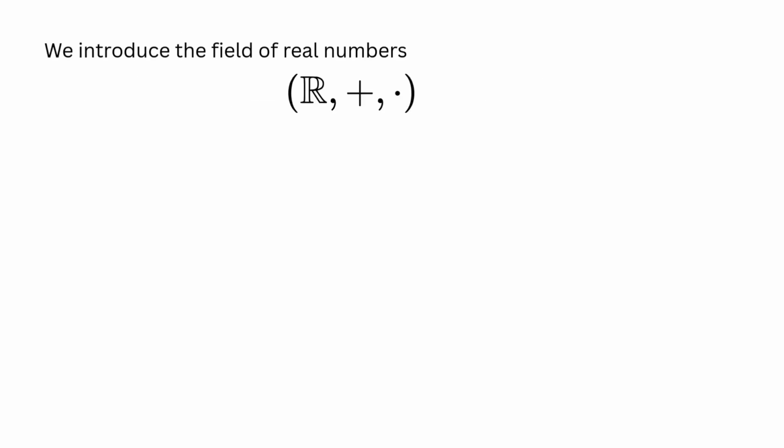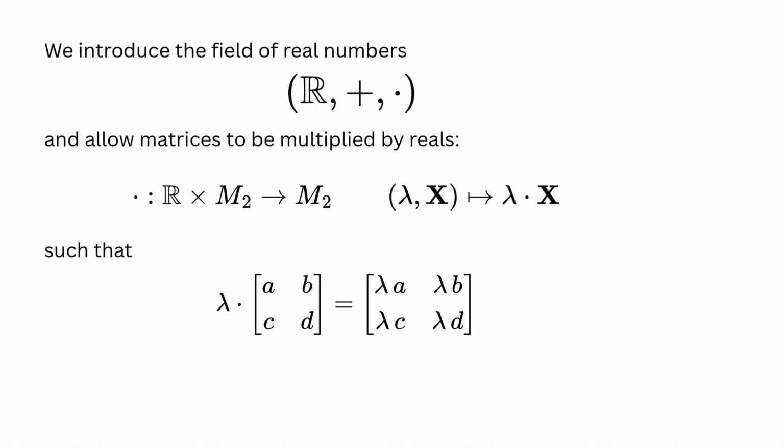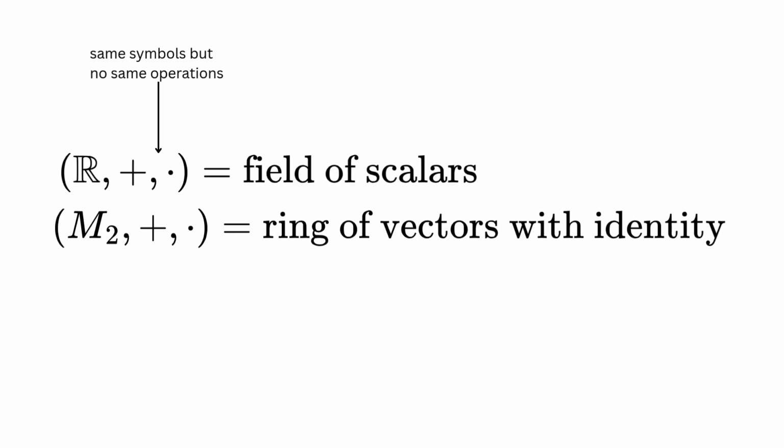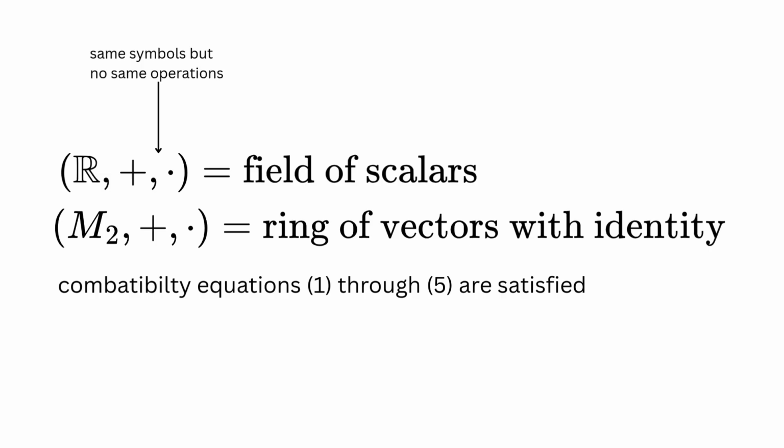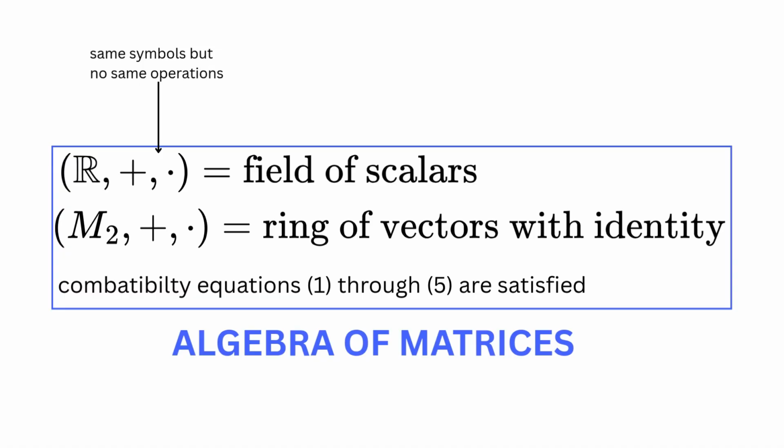Now, we introduce the field of the real numbers, and we allow matrices to be multiplied by real numbers. That is, we introduce a scalar multiplication. Once more, we abuse the notation, and we indicate the scalar multiplication with the same symbol used for the multiplication of numbers. It is easy to verify that the scalar multiplication, the operations of addition and multiplication of real numbers, and the matrix addition and multiplication satisfy the 5 compatibility conditions, and hence an algebra has been created.